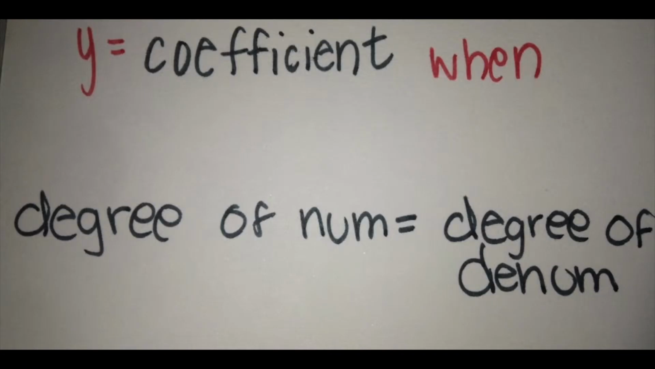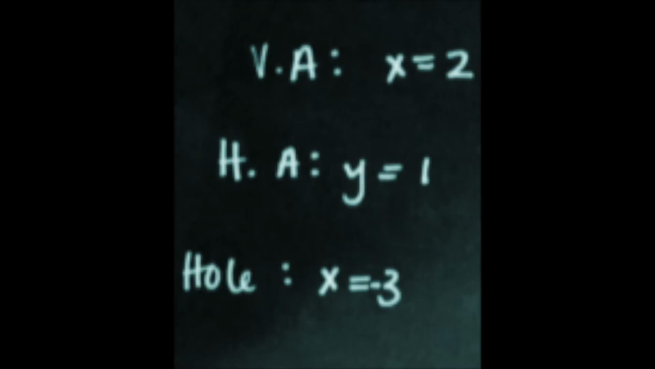Horizontal asymptote: when the degree of the numerator is equal to the degree of the denominator, y is equal to the ratio of the leading coefficients. The vertical asymptote in this problem is x equals 2. The horizontal asymptote is determined by the coefficients because the degree of the numerator is equal to the degree of the denominator. Therefore, y is equal to 1.